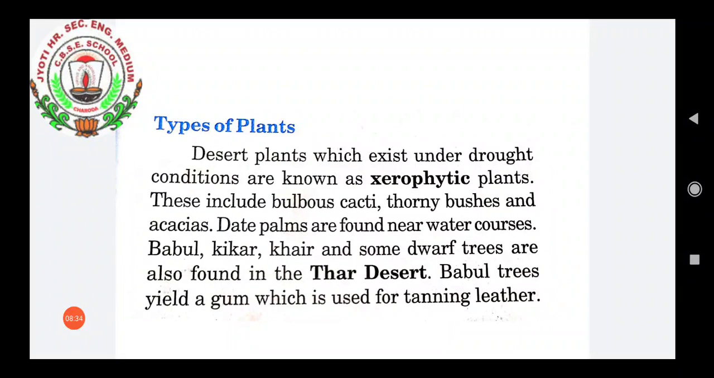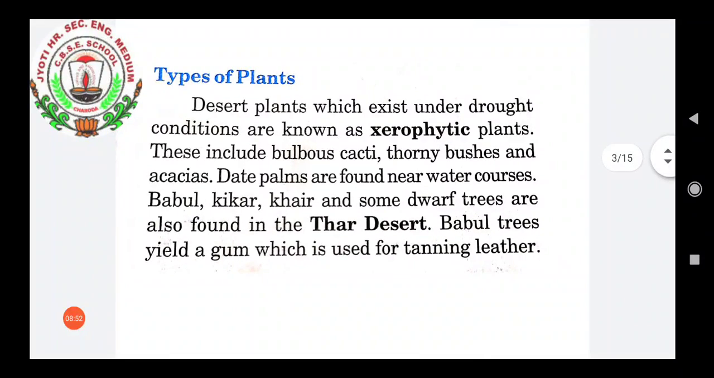Now we will understand some types of plants. Some desert plants which exist in drought conditions are known as xerophytic. Xerophyte means a plant which needs very little water. Drought means very abnormally low rainfall, so water is not there, but still these xerophytic plants can easily survive. Few examples of these plants are bulbous cacti, thorny bushes and acacias.